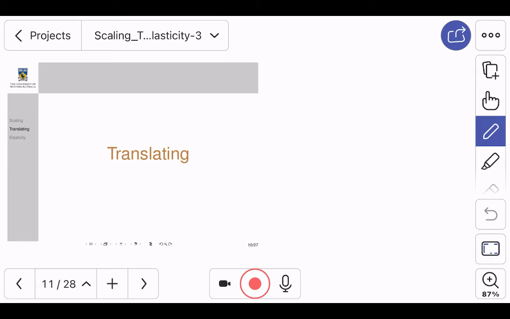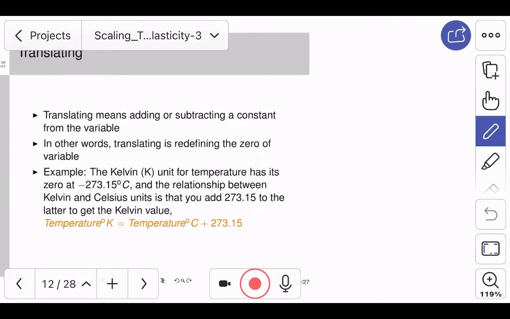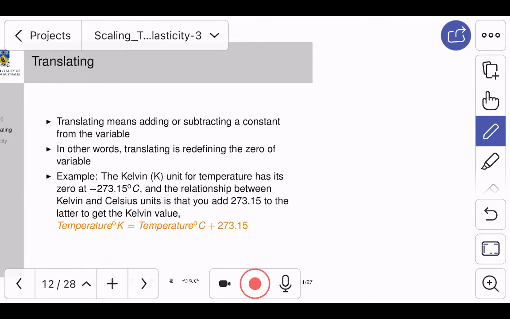Okay, actually translation is the next thing. So translation means redefining the 0. I just showed you an example going from x to z variable. The x has mu as a center, but z has 0 as a center. So you are shifting the 0. If you go to the definition, translation means adding or subtracting a constant from a variable. So that's what I'm doing.